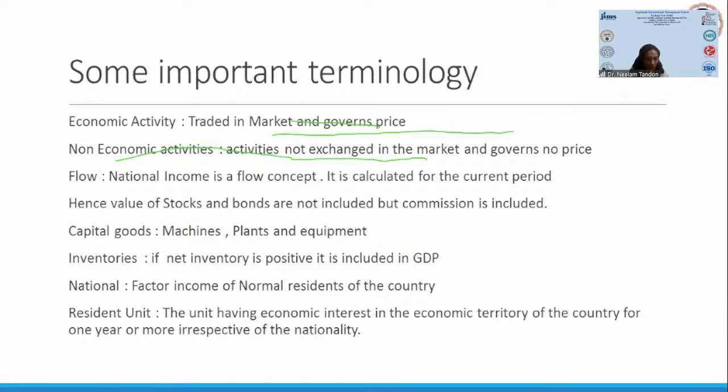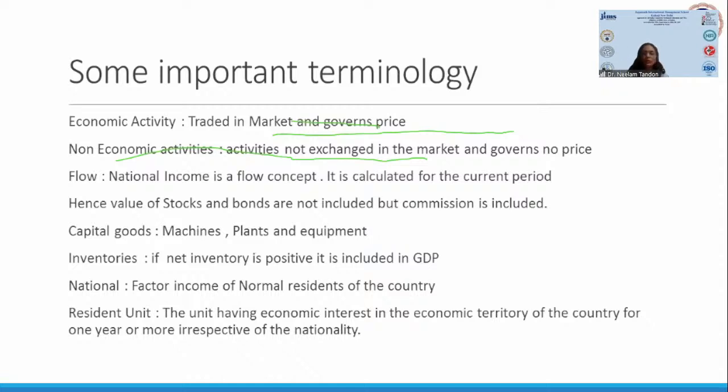Then why do we not include stocks and bonds? Because companies have issued stocks. Let's say the ITC IPO or the Facebook IPO, which came long back, but people have their shares till date. That doesn't mean that they're raising money today, so it is not included. But the broker who sells you those shares, their commission will be included because they have rendered their services today, so that will be included in national income. So these are some concepts which you should know about. Then national is about what?